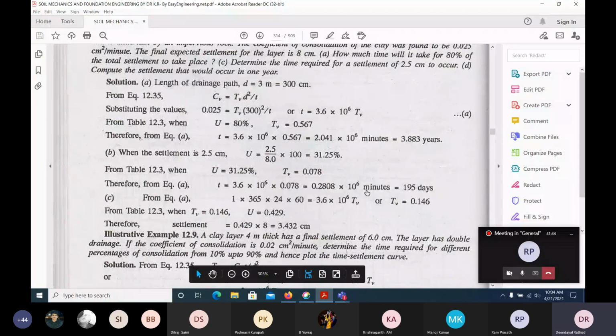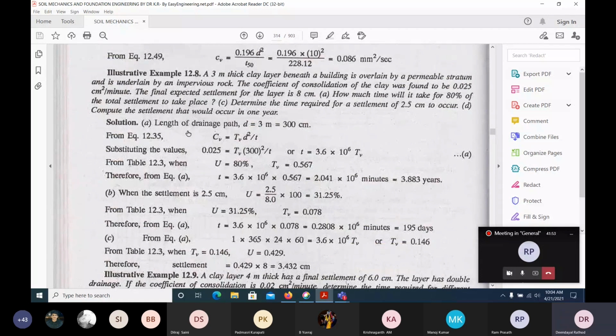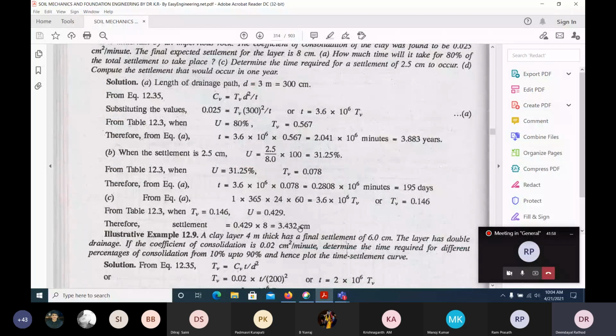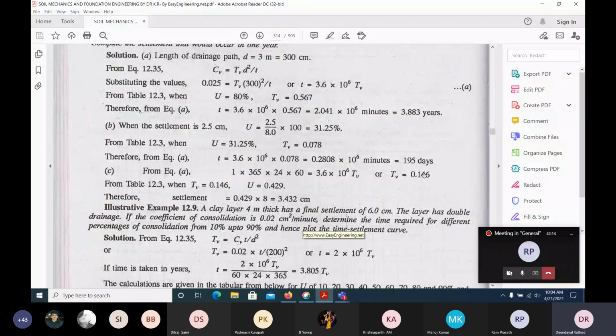Now, next. Is it clear? From equation A, this is what they have done. Next, compute the settlement that would occur in 1 year. For 1 year, how much settlement will take place? That is the next question. 1 year means 365 days. Then we convert into minutes, multiplying by 24 hours and 60 minutes. Then from the table you will get TV. For this TV value, you will get this.